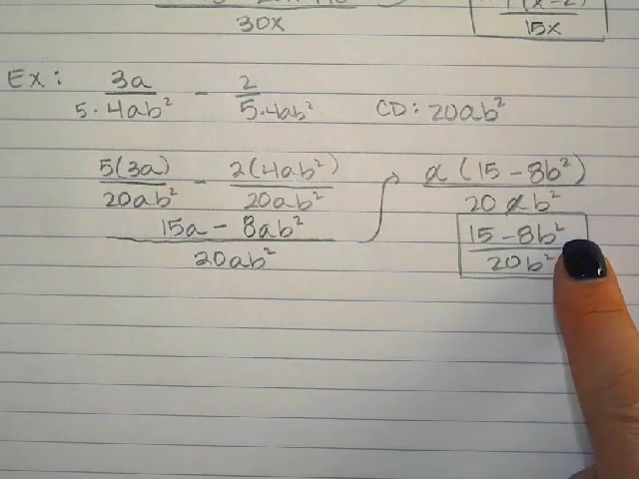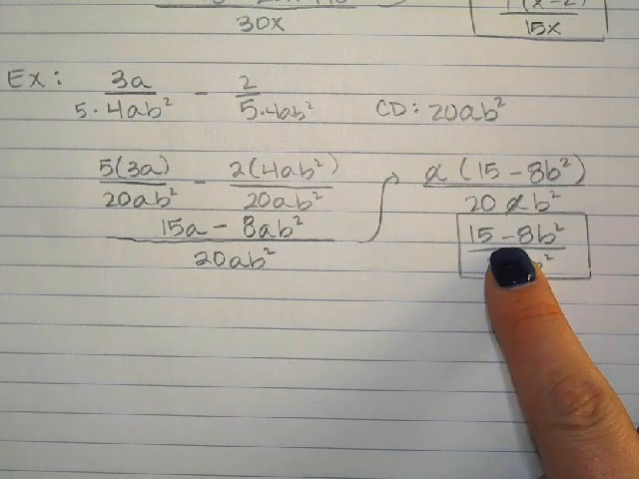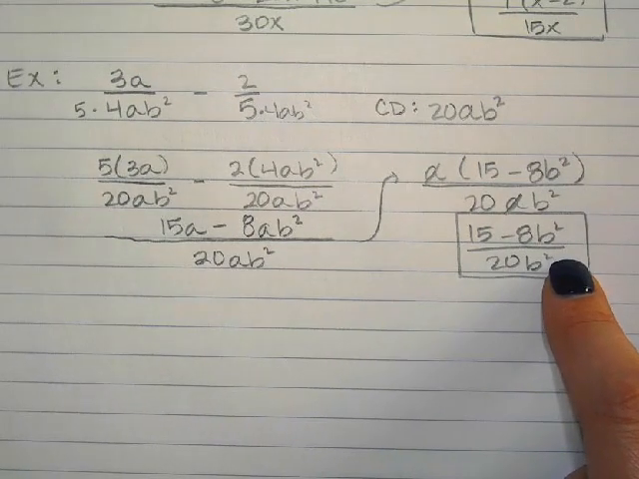And we know that we can't cancel those b squareds because there's a minus right here. So in a subtraction problem, you definitely can't cancel those, even though it's tempting.